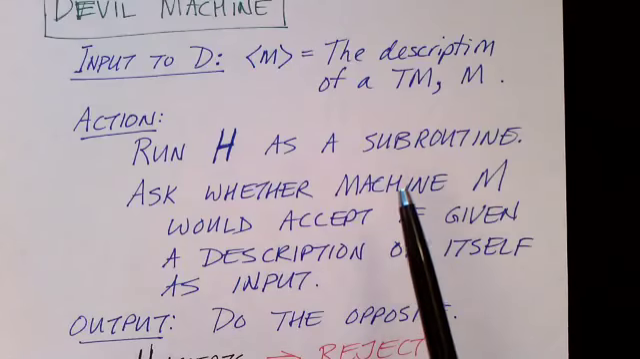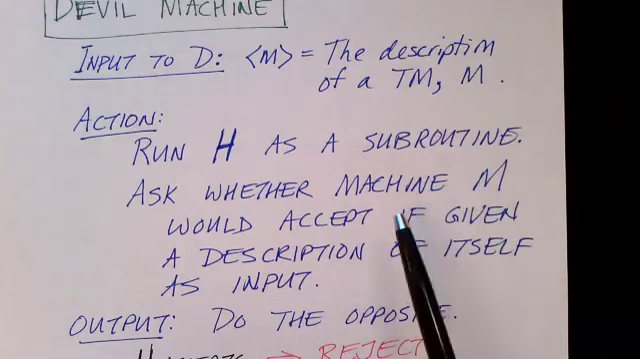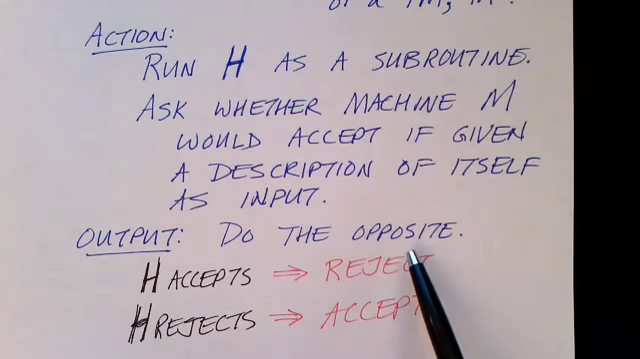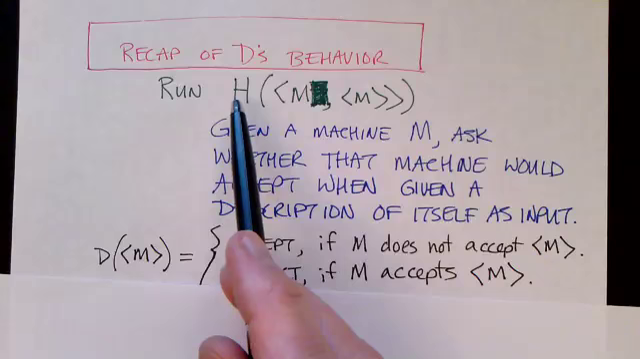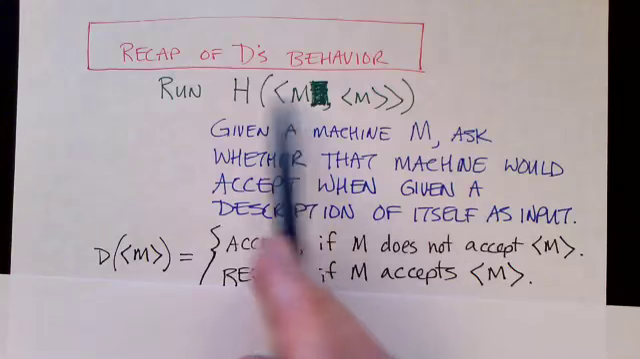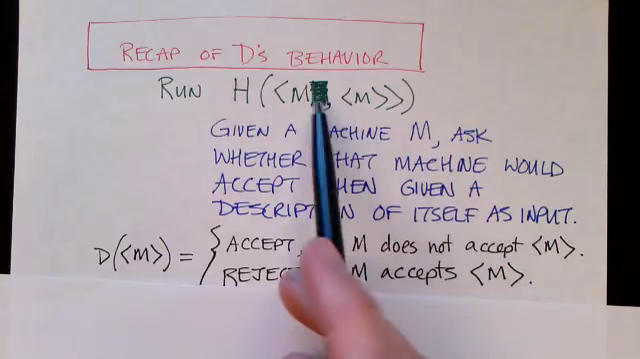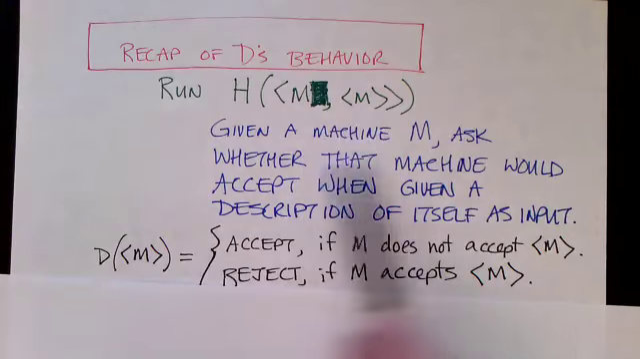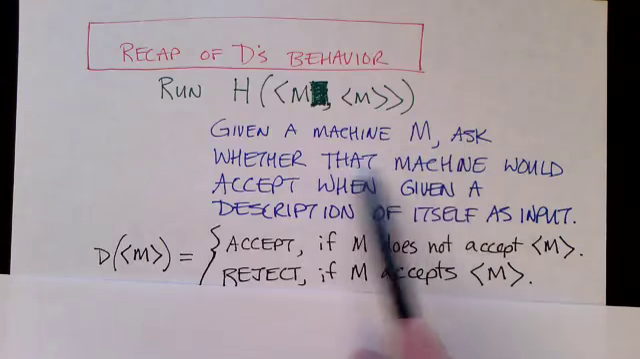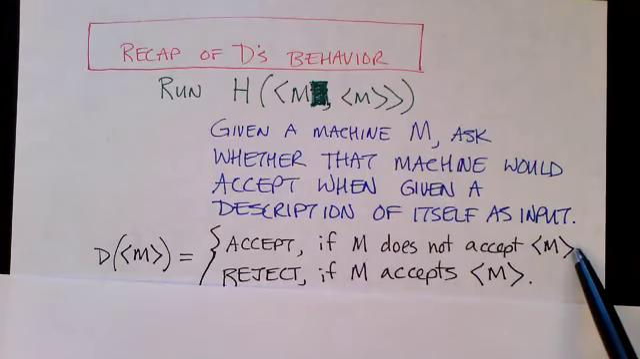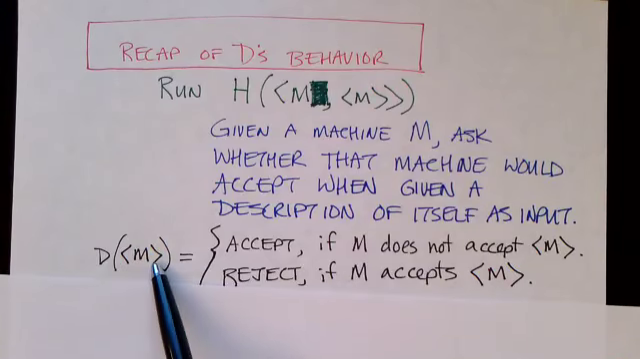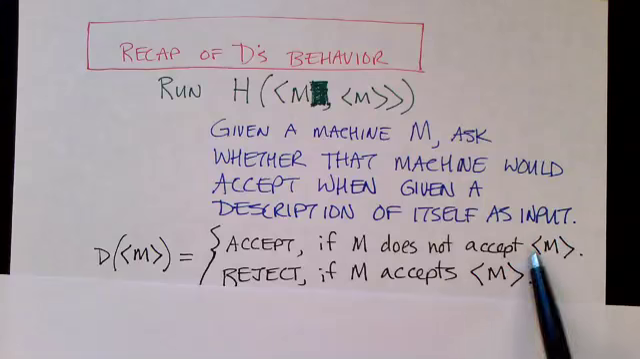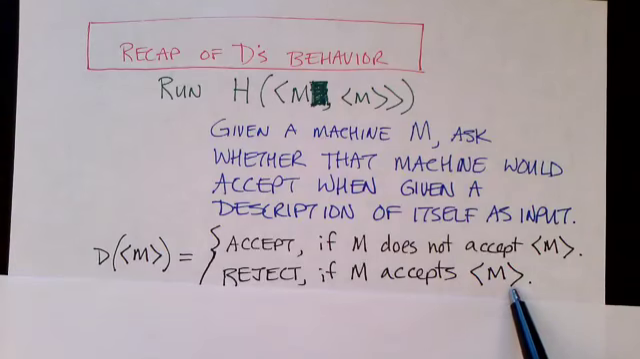D applies H to a Turing machine and asks whether that Turing machine would accept if it were given a description of itself as input. And then whatever H says, D does just the opposite. So here's a recap of what D does. When passed a machine, it runs H, and H asks whether M would accept when provided a description of itself. Given a machine M, our devil machine asks whether that machine would accept when given a description of itself as input. And then D does the opposite. So when passed a machine M, D will accept if M does not accept its own description. And D rejects if M would accept when given a description of itself as input.